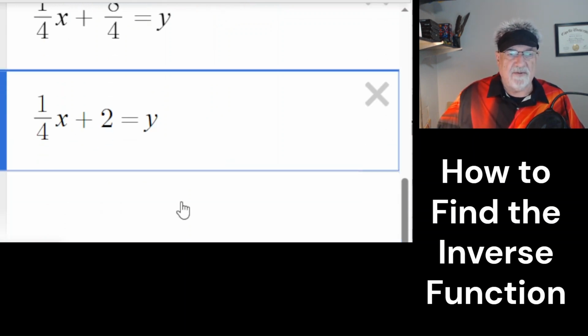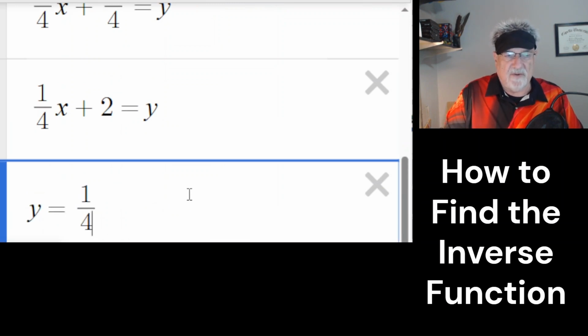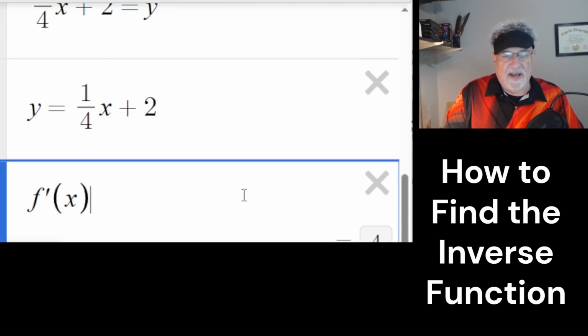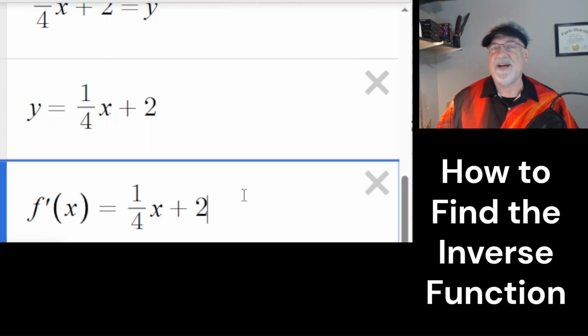And of course you write it with the y on the other side. Y is equal to 1/4 x plus 2. And that's the inverse function. F prime of x is equal to 1/4 x plus 2. And that's how you find the inverse function.